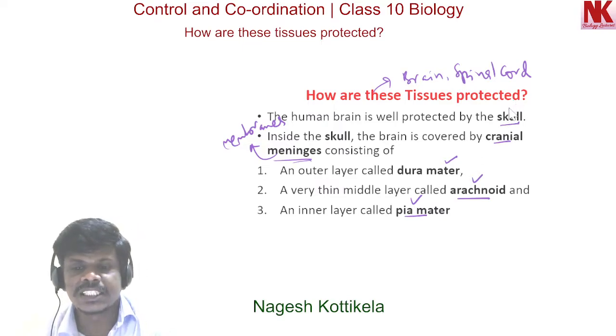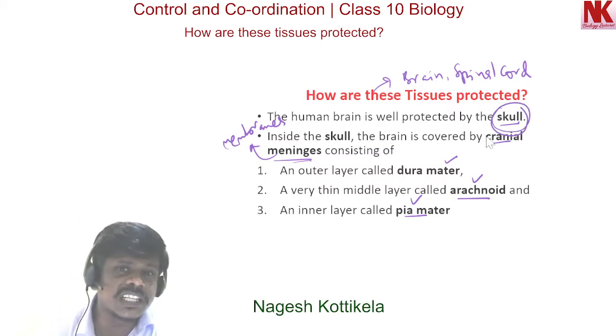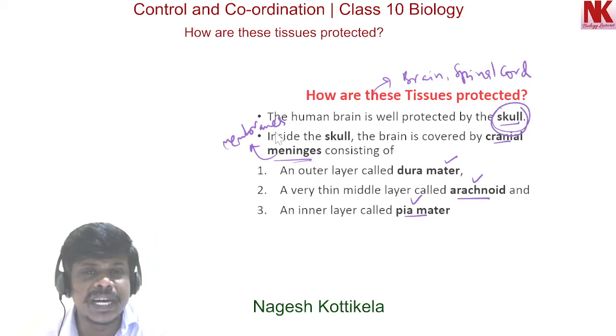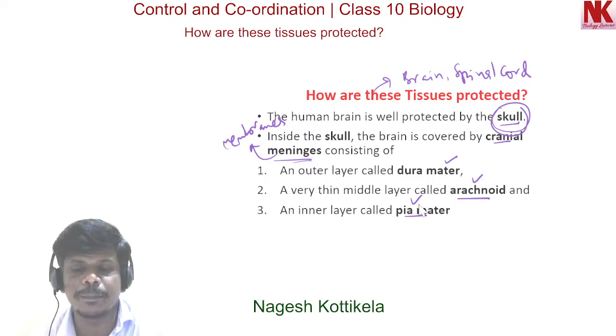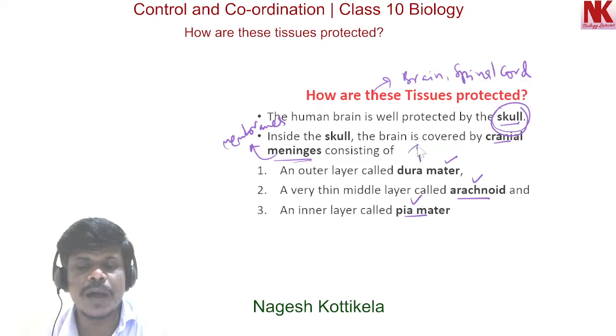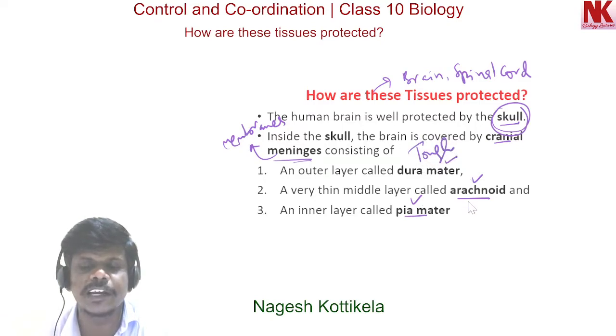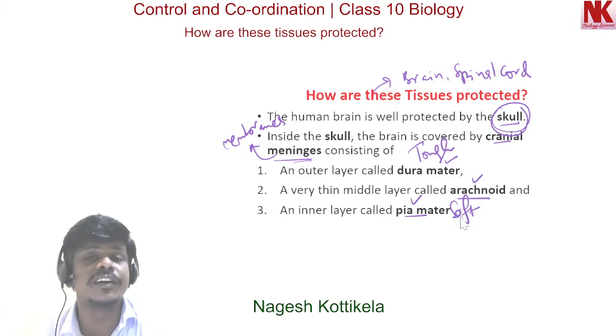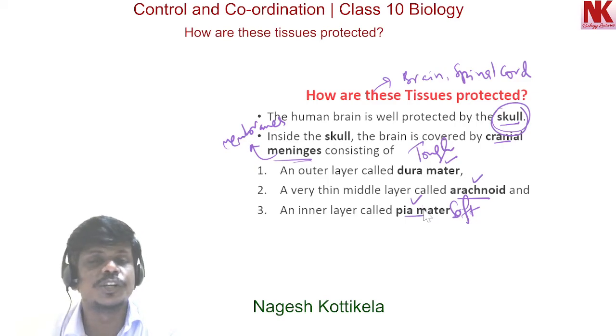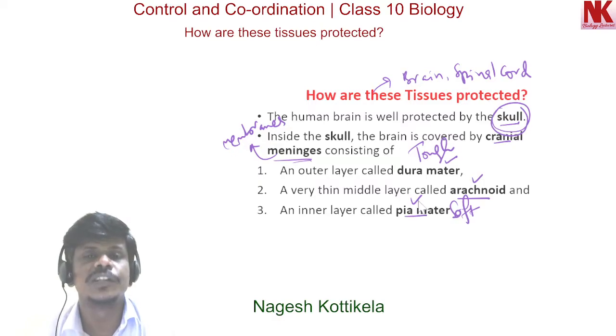So, the skull is protecting the brain. Inside the skull, the cranial membranes are present. They are dura mater, arachnoid, and pia mater. Here, the dura mater is the tough layer, and the pia mater is the soft layer, and this pia mater is in connection with the brain tissue. So these membranes are protecting the brain.